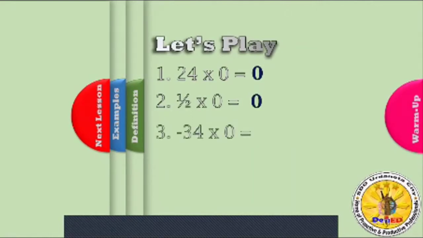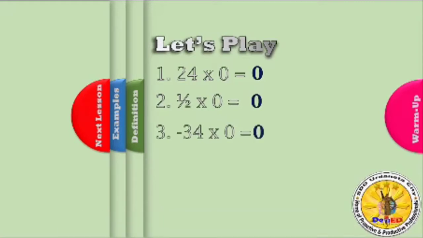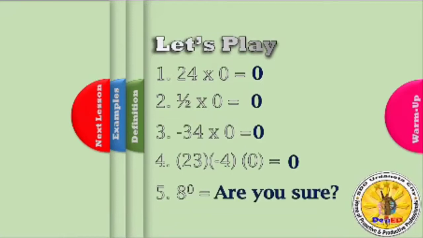Number 3. Negative 34 times 0. 0. You're right. Number 4. The quantity of 23 times the quantity of negative 4 times the quantity of 0 is equal to? If your answer is 0, you're right. Number 5. What is 8 raised to 0? 0? Are you sure? Let's find out why 0 is not the answer.